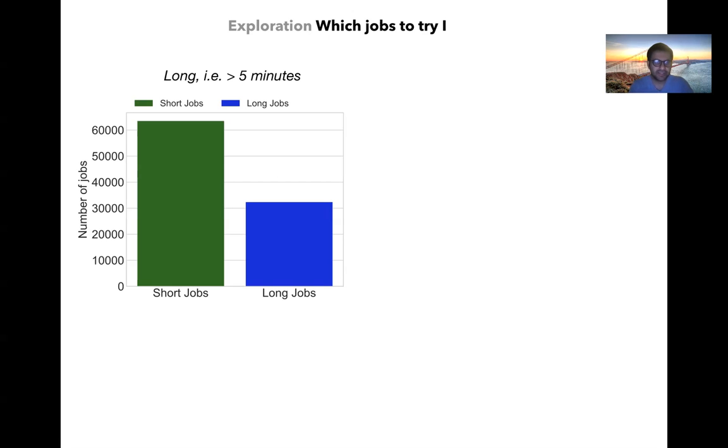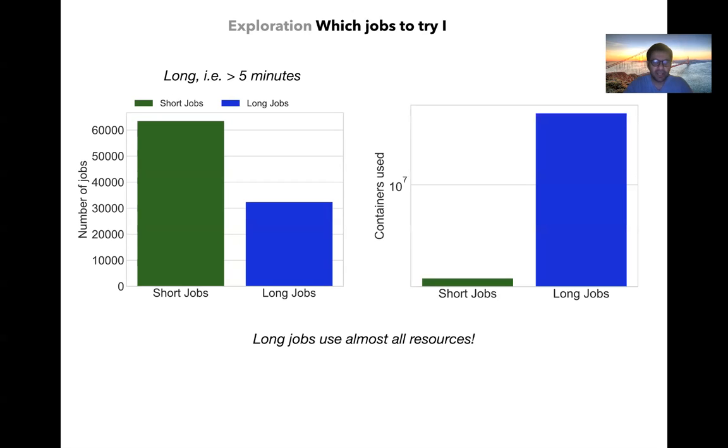So for a single day, we see that there are lots of short jobs, almost 60,000 here, and half of them are what we call the longer jobs. Here we just set the cutoff arbitrarily at 5 minutes. And the key point here is that the longer jobs usually use a lot more resources. Since it's a parallel system, we record the number of containers used for these jobs. So it's most crucial to find improvements on these longer jobs, and so we focus our analysis on this subset of the jobs.